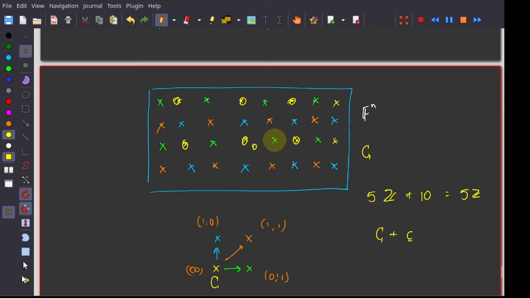Now what do I do? But note that there is this symmetry, right? So given any orange point, basically all I need to do is subtract 1, 1.